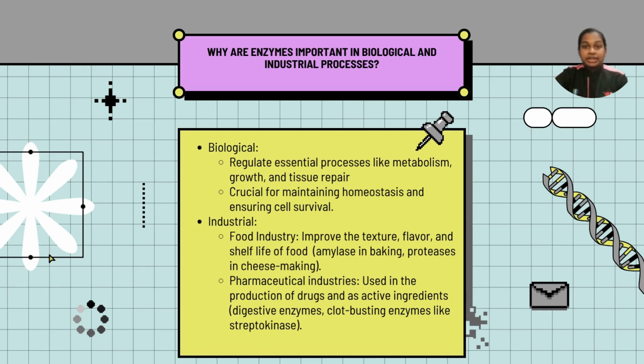In the food industry, they improve texture, flavor, and shelf life. For example, amylase in baking or proteases in cheese making. In the pharmaceutical industry, enzymes are used to produce drugs and even act as active ingredients, like digestive enzymes or streptokinase for dissolving blood clots. So, enzymes are not just important in living organisms, they are also crucial in making many products we use every day.